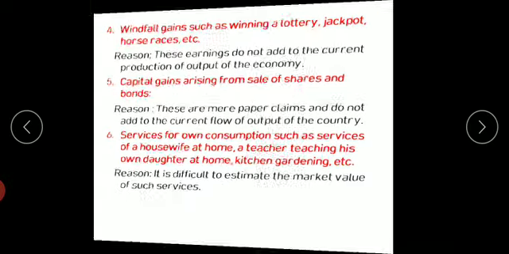Okay, let's move to the items to be included in the calculation of national income. There are certain items which seem like they will not be included, but actually they are included. There are certain items which seem like they will be included, but they are not included. So that is the very funny thing about national income calculation.